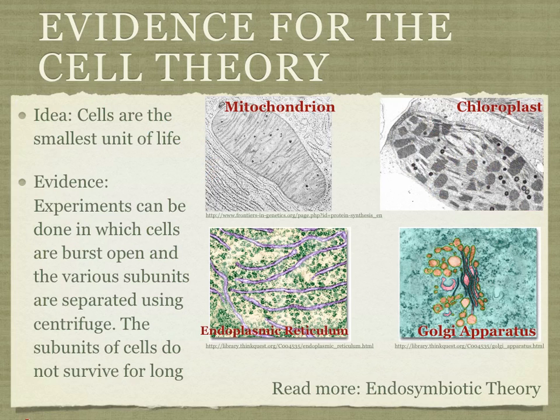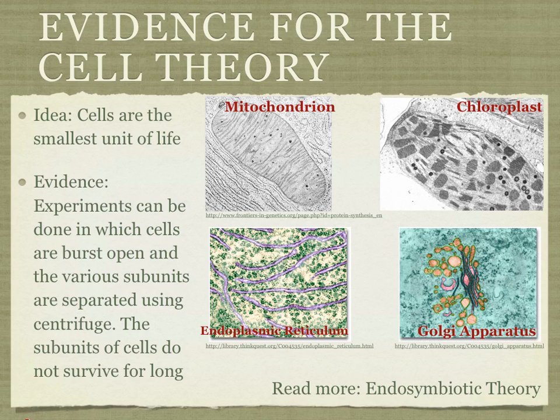The idea that cells are the smallest unit of life, if we examine the evidence for it, we can see that we can perform several experiments in which cells are burst open and the various subunits are separated using a centrifuge. So you can separate the mitochondria, the chloroplast, etc., from the rest of the cell, and you can see that these subunits of the cell are not going to survive for long. Even though, for example, the mitochondria and the chloroplast have their own DNA, they are not able to survive on their own. They need the rest of the parts of the cell to be able to carry out their functions.